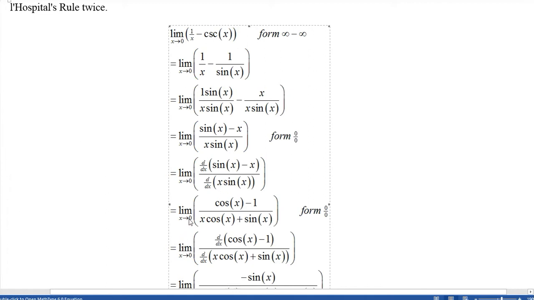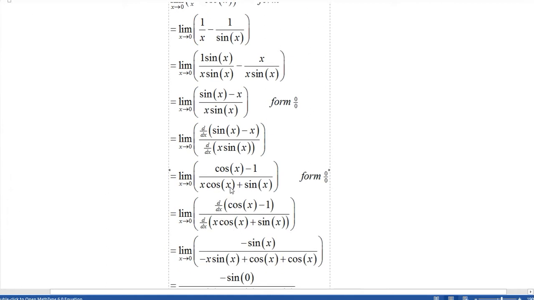Now what happens when we try to plug in a 0? Cosine of 0 is 1. 1 minus 1 is 0, so that's 0 for the numerator. Cosine x is, again, 1, but 0 times 1 is 0. Sine of 0 is 0. 0 plus 0 is 0. So we get 0 over 0. Again, we can apply L'Hopital's rule. So take the derivative of the top and bottom again.